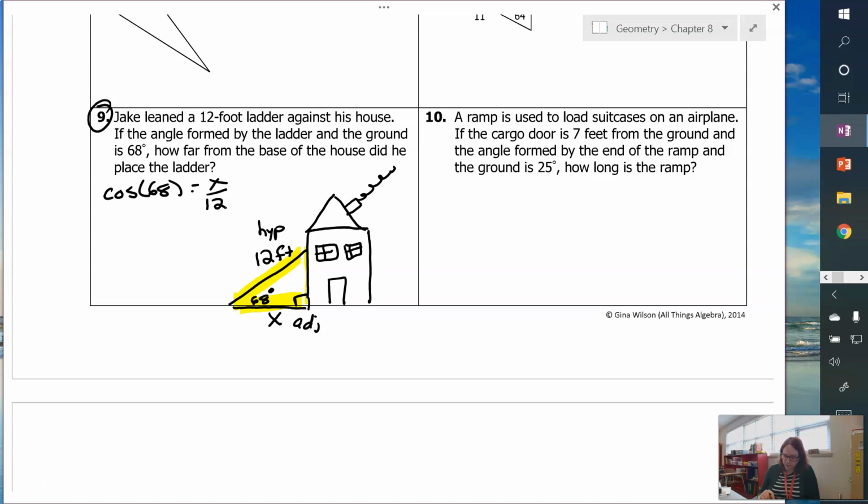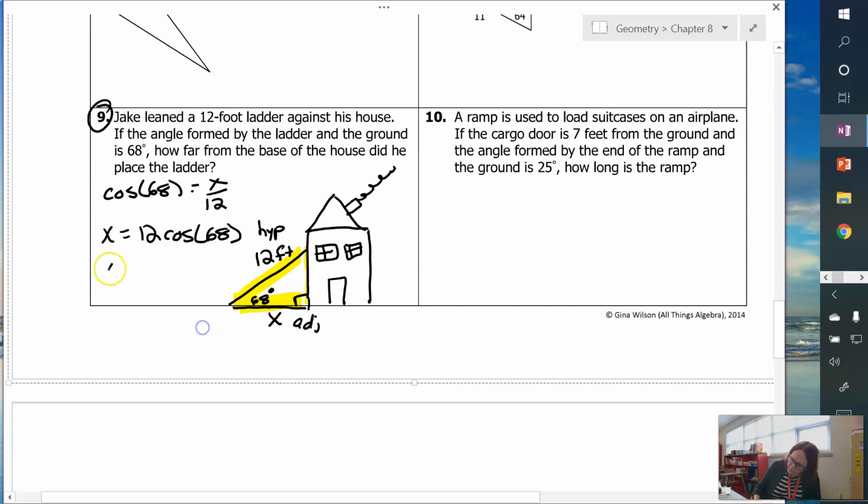Now I'm on to my next step. I'm going to solve the equation. Multiply both sides by 12 to get x by itself. X equals 12 cosine of 68. Punch that in my calculator. And I got 4.5 feet.